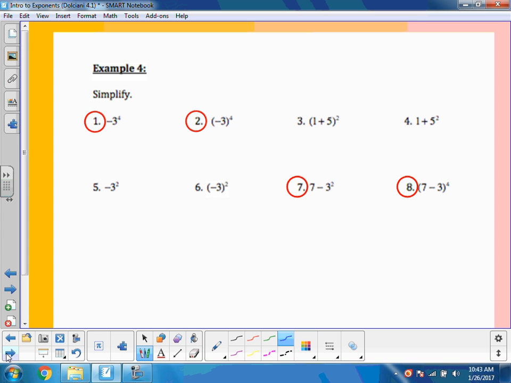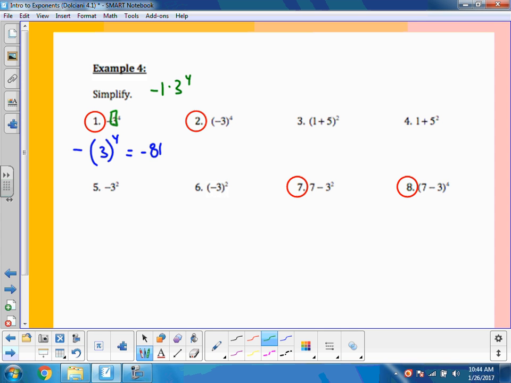So -3 to the 4th power. What this is saying is -3 to the 4th power. So it's asking me, what is 3 to the 4th power, which is 81, and then the negative gets attached on. So you can see how the exponent of 4 is not attached to the negative. It's just attached to the base of 3. It's kind of like saying -1 times 3 to the 4th. That's really what this is saying.